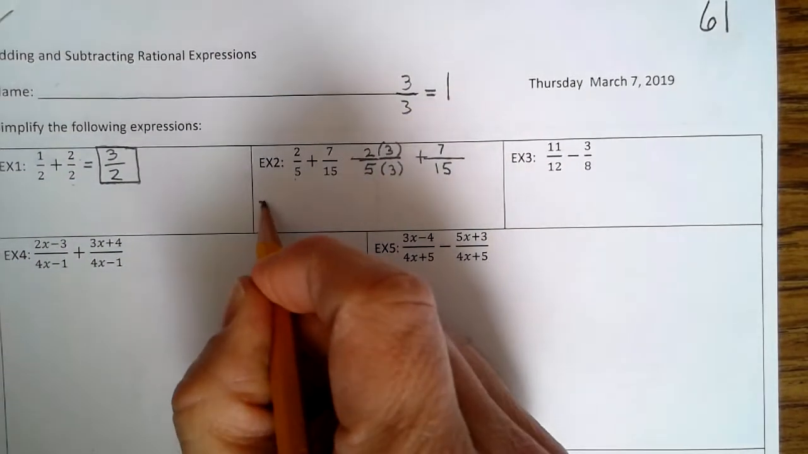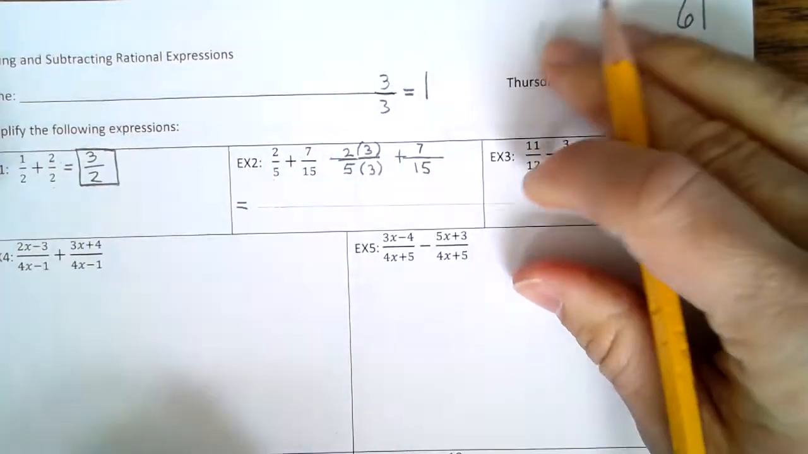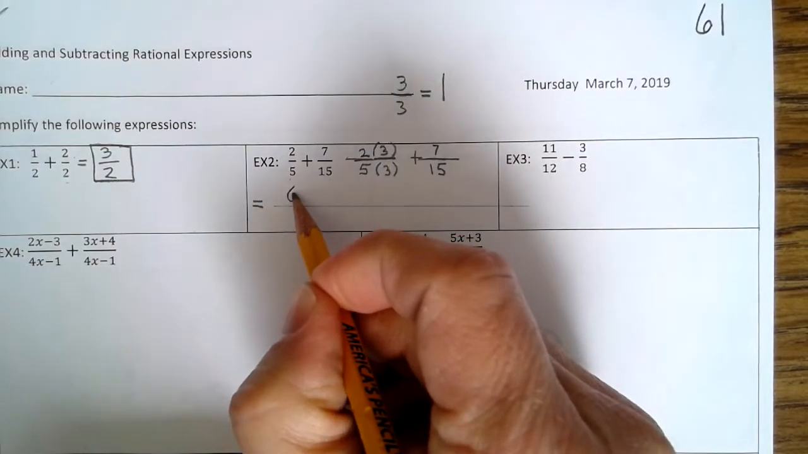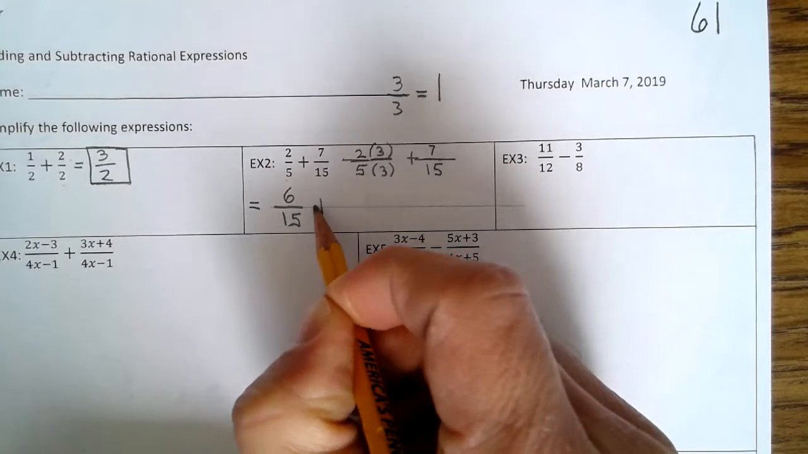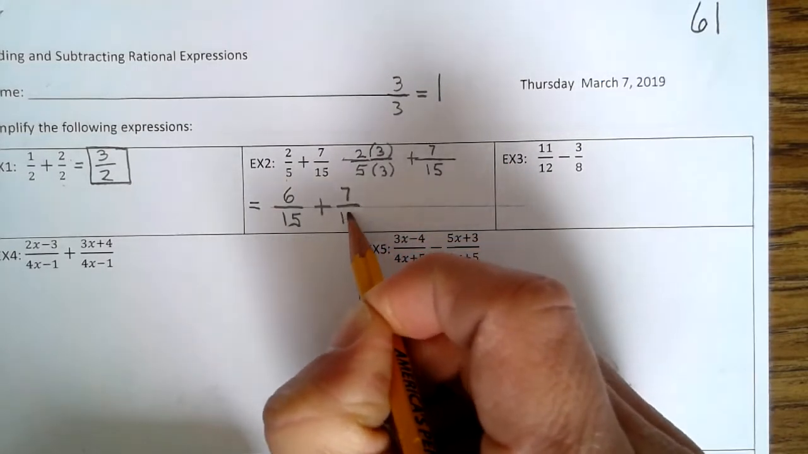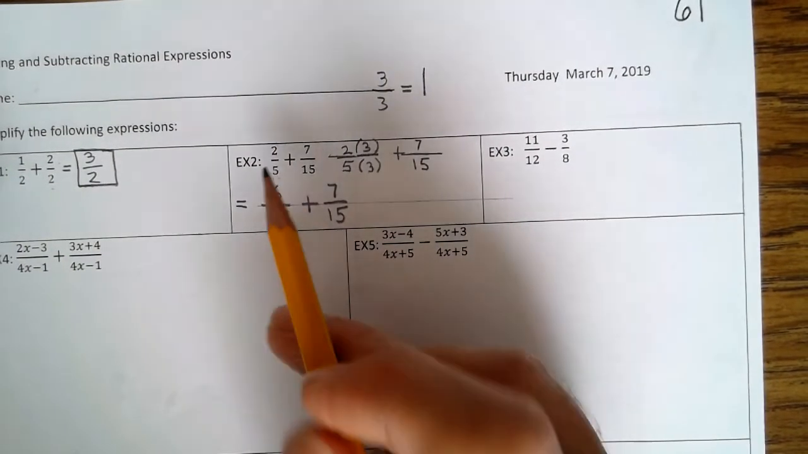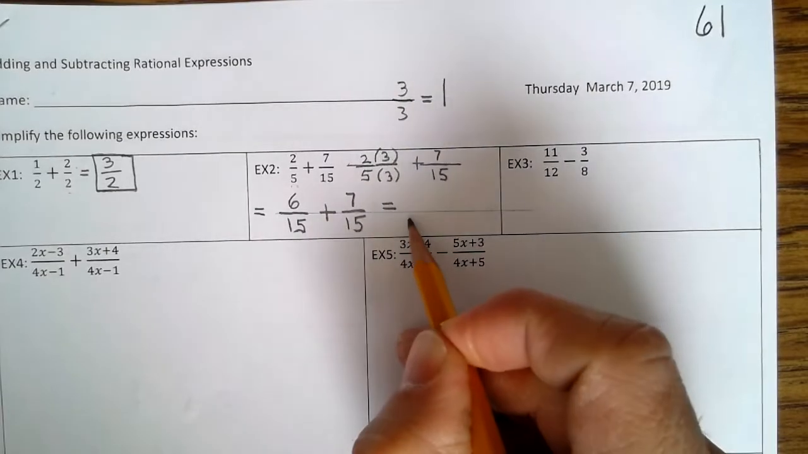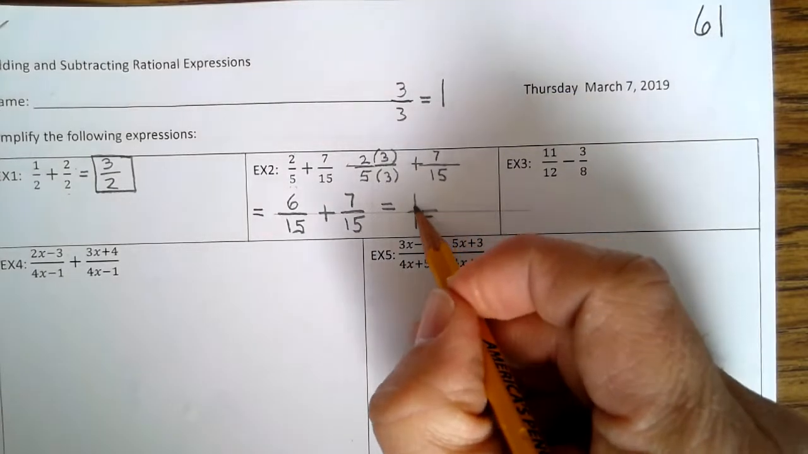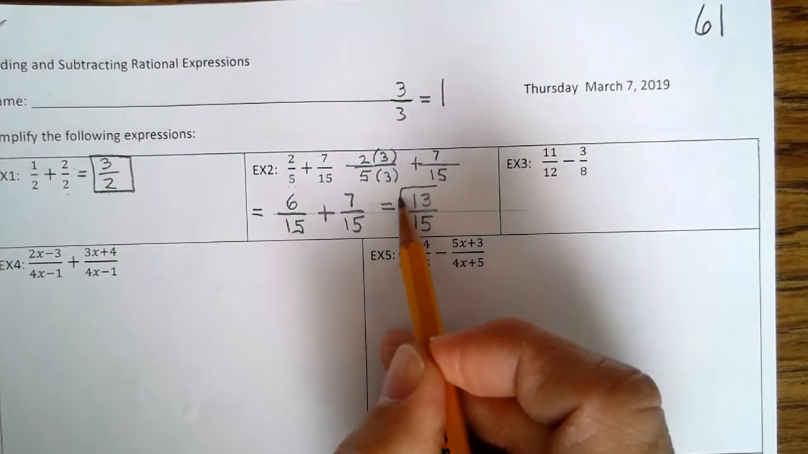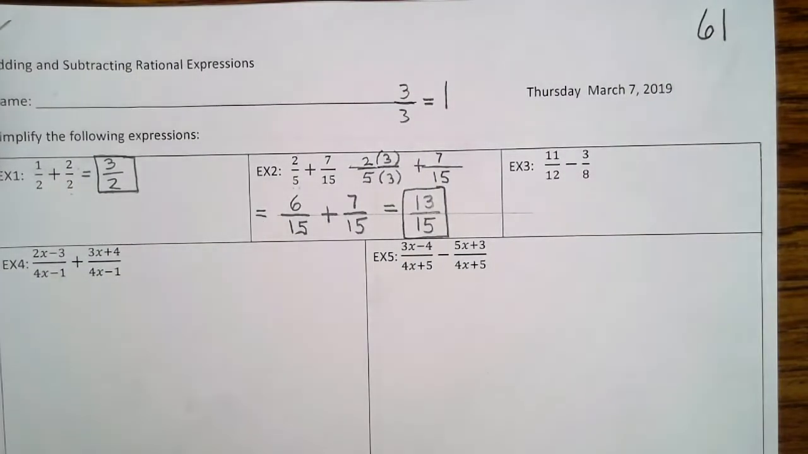So now, 2 times 3 is 6, divided by 5 times 3 is 15. Now we can add 6/15 to 7/15. And remember, 6/15 is equivalent to 2/5. Now the denominators are the same. So 6 plus 7 is 13, so you have 13 divided by 15. Now, same applies to example 3.